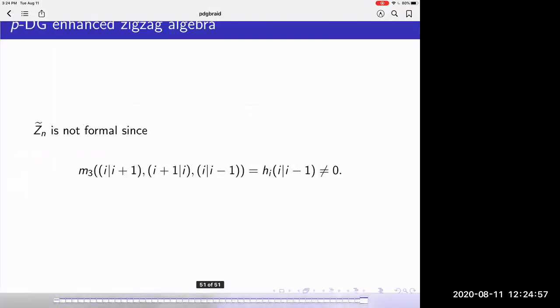One last thing to note is that this dg algebra Zn tilde is not formal. There are actually infinitely many higher relations, and for example, here is an M3. Okay, so I think here's a good place to stop.